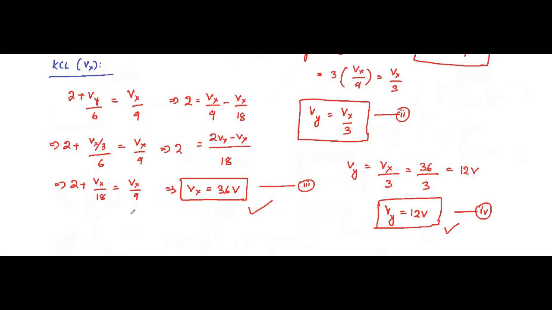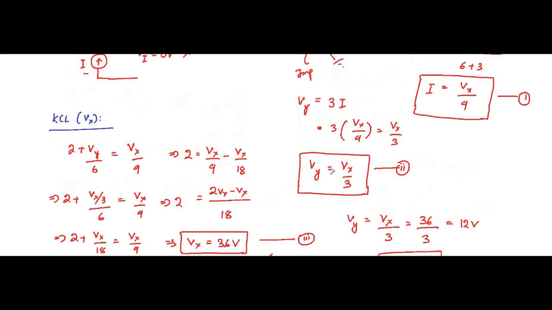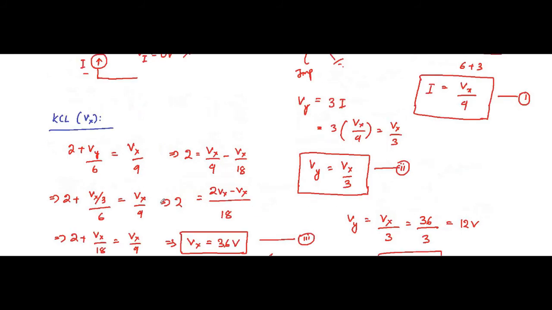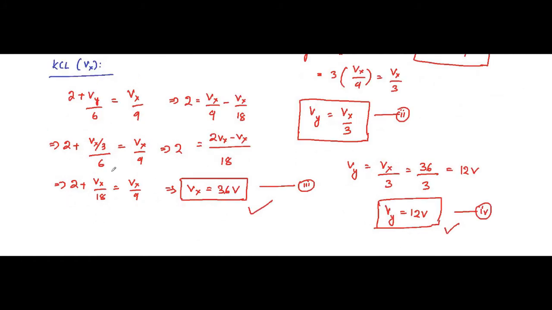Why? Because we want to bring the equation in terms of one parameter. Suppose here I brought this equation in terms of Vx. If you want, you can also write it in terms of Vy. You would have got Vy is equal to 12 volt, then Vx is equal to 3 Vy, that is 3 into 12, 36. Either way it would have been correct. But you have to know these relationships to bring the equation in terms of one parameter. Only then you can solve it.